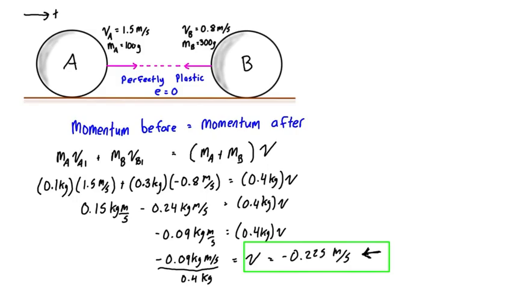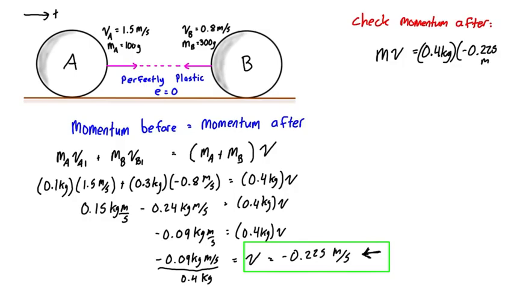But if you have time, I really recommend that you check that you've got the right momentum for after impact. So that is the mass of the combined object after times its velocity, so m times v, which is equal to 0.4 kilograms times its velocity of negative 0.225 meters per second. 0.4 times negative 0.225 also gives us negative 0.09 kilogram meters per second, which is good. That is what we expect because that's what we also calculated for momentum before the impact, and this confirms that momentum before is indeed equal to momentum after.